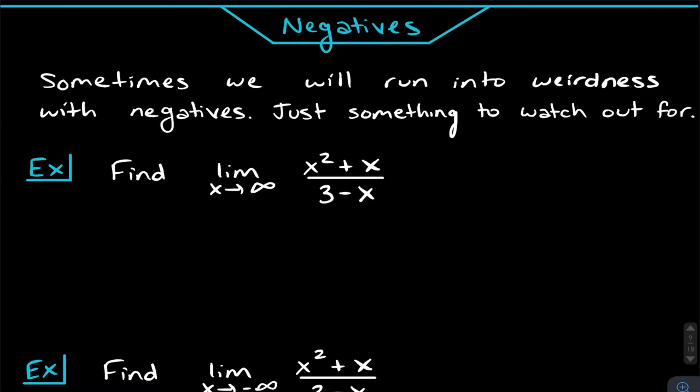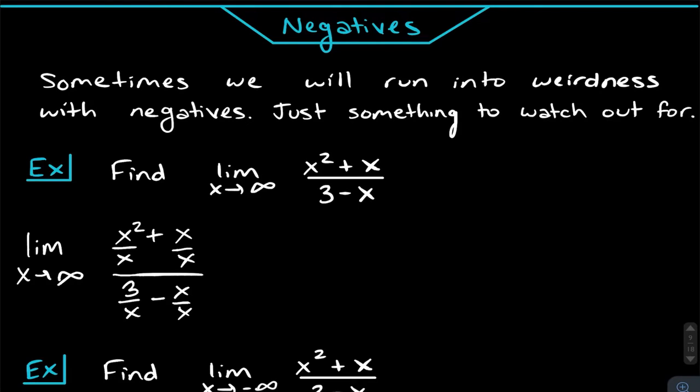Let's do the division trick. Let's divide top and bottom here by the highest power in the denominator. That's the x, so we'll divide by x. We'll divide these pieces by x, and we'll divide the denominator by x. Okay, and we can simplify this. I'll just do the full simplification here. I don't want to cancel anything off yet, but we get the x squared over x gives us an x. The x over x gives us a 1.